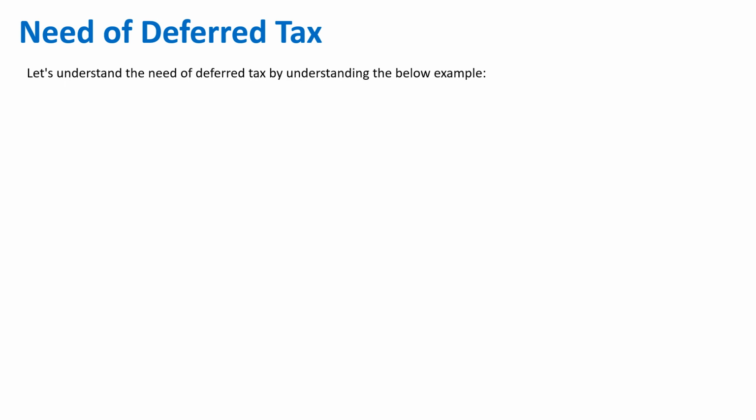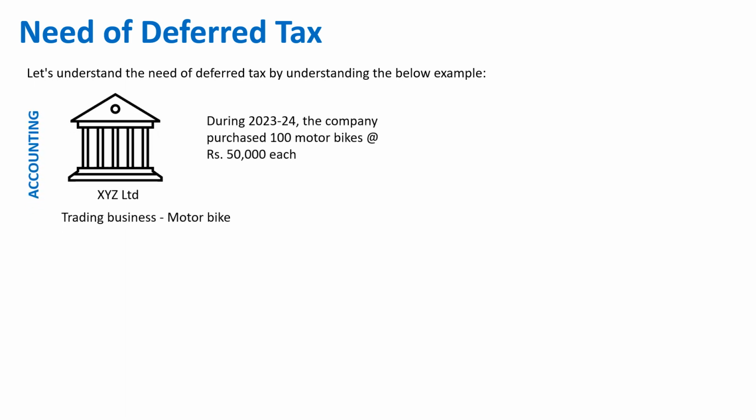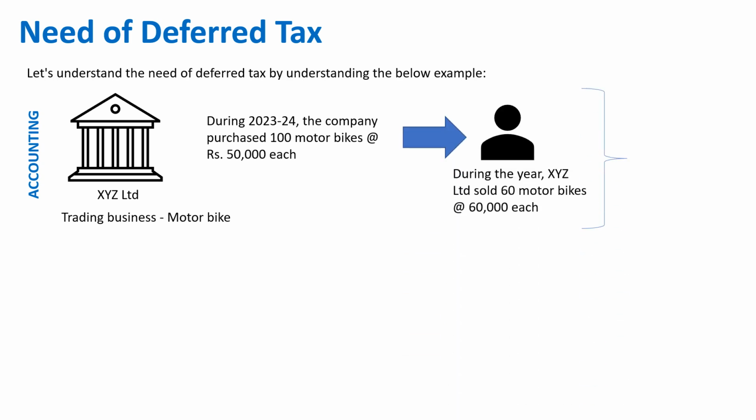Let's take an example. There is a company XYZ Limited and it does the business of trading of motorbikes. During 23-24 the company purchased 100 motorbikes at the rate of 50,000 each, and during 23-24 the company has sold 60 motorbikes at the rate of 60,000 each. So you can see there is a profit of around 10,000 per motorbike. So the profit earned or reported under accounting rules is 6 lakhs, 36 lakhs minus cost of 30 lakhs.